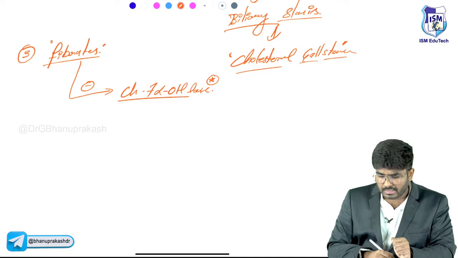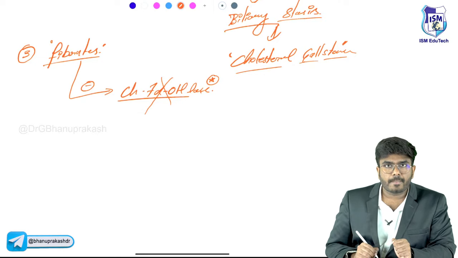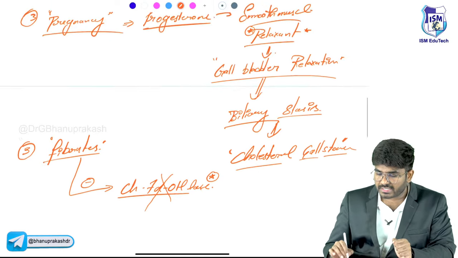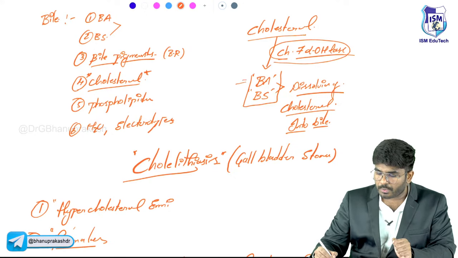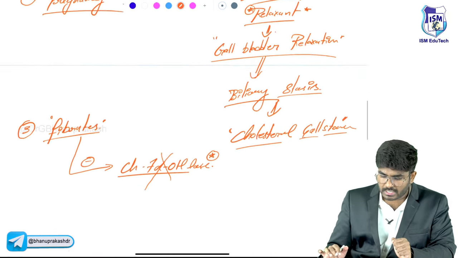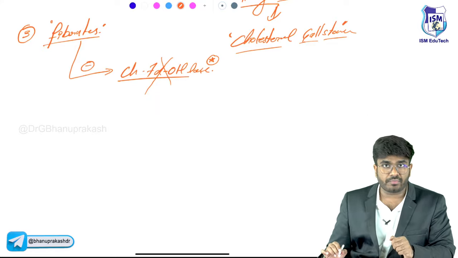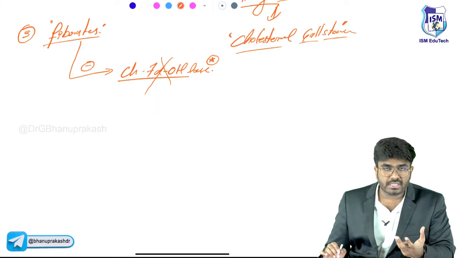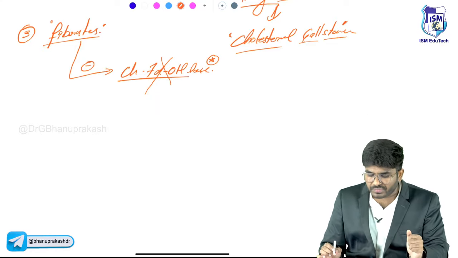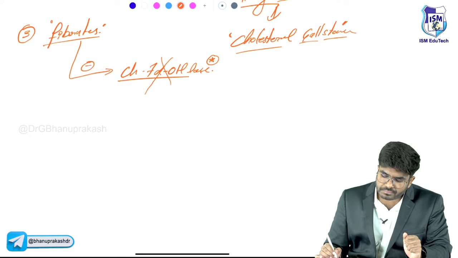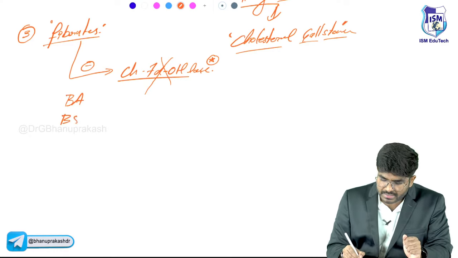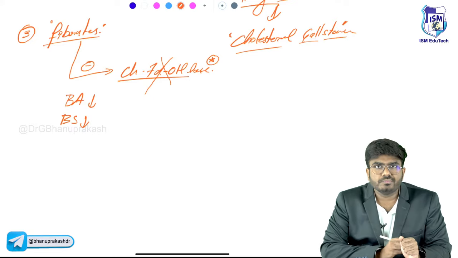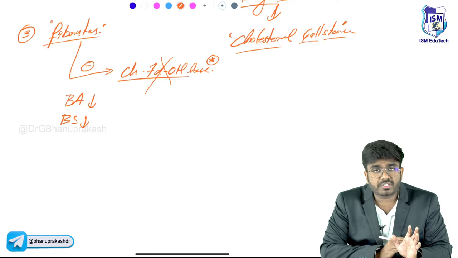When this enzyme is inhibited, what happens? I have explained to you, it's a rate-limiting enzyme. Cholesterol 7-alpha-hydroxylase is very important for the production of bile acids and bile salts. These fibrates, fenofibrate and gemfibrozil, are anti-hyperlipidemic drugs. When you inhibit cholesterol 7-alpha-hydroxylase, the bile acid and bile salt pool decreases.